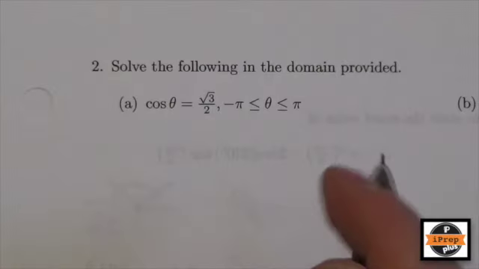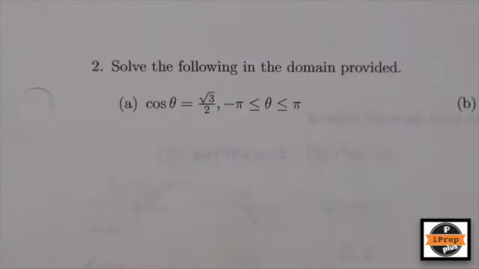Solve the following in the domain provided. A. Cosine of theta is equal to root 3 over 2 between negative pi and pi. And B. The cotangent of theta is equal to the square root of 3 between negative 360 degrees and positive 360 degrees. All right. Well, this question here is pretty standard for the Math 30-1 course here.